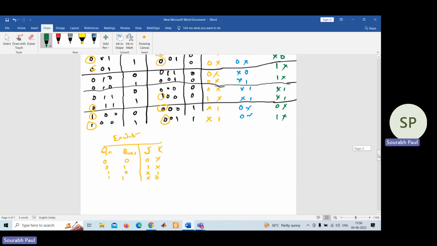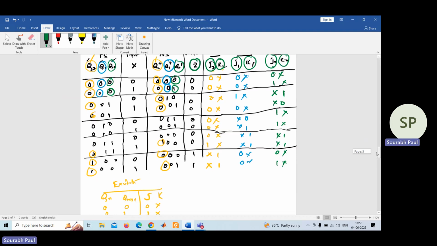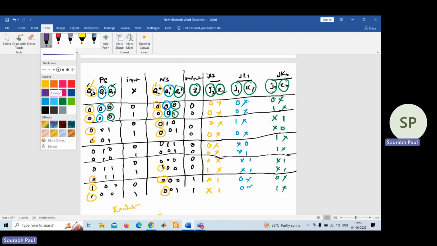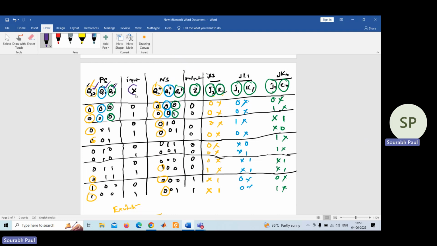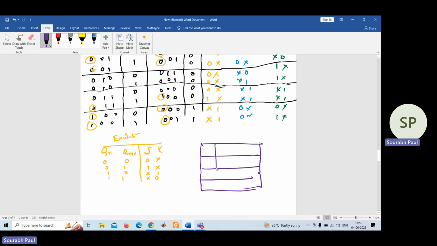We need to find out the values of Z, J2, K2, J1, K1, J0, K0. How? Using KMF. In this KMF, whatever input variables you need to consider are nothing but Q2, Q1, Q0, and X. These are the four input variables for KMF. So I'll show the procedure for one KMF, and the remaining you can also do. I'll directly write down the expression for the remaining cases.